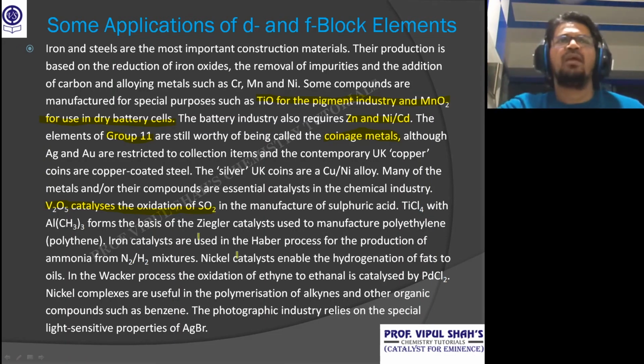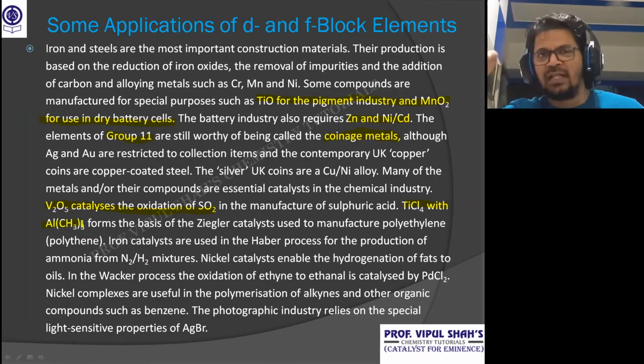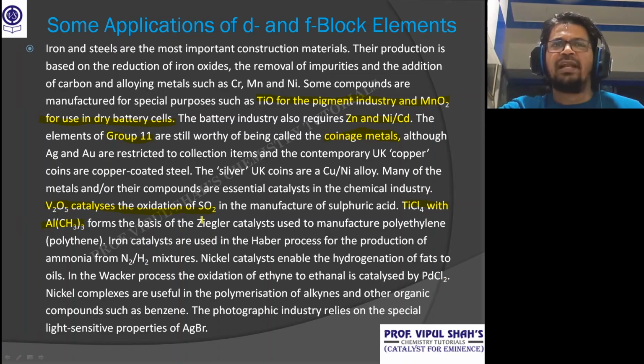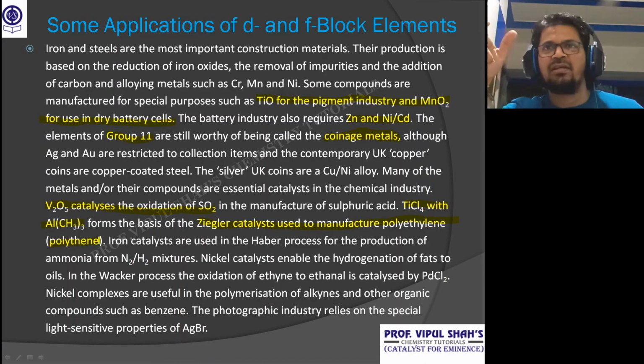So that's one. Then this is an important one. TiCl4, titanium tetrachloride, with trimethyl aluminium. CH3 is methyl, 3 times, so trimethyl Al. That is the basis of a catalyst, the Ziegler catalyst, that's used for the manufacture of polythene, that's plastics, which we will do in polymers. A Ziegler-Natta catalyst is a combination of titanium tetrachloride, TiCl4, along with trimethyl aluminium. Then iron, that's a catalyst for Haber's process, nitrogen and hydrogen giving ammonia with iron as a catalyst and molybdenum as a promoter. Then nickel catalyst, we know that's used for the hydrogenation of oils.